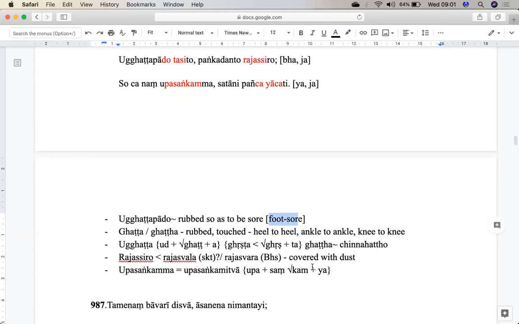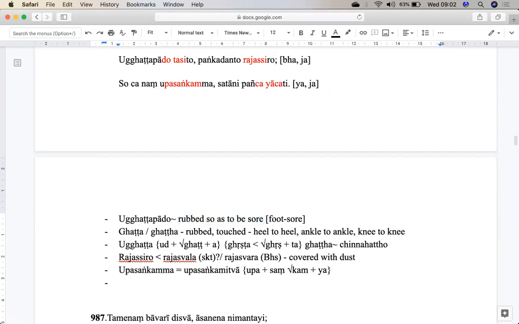Okay, so in the Khmer translation, sore. But so ugghāṭa in the PTS and the Monier-Williams dictionary is wrapped, wrapped or touched each other, so as to be sore, so as to be painful. So that is very consistent with the commentary translation also. Okay, so now we can translate.